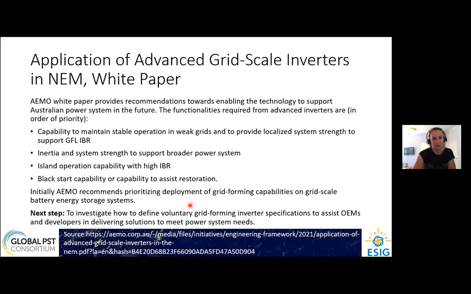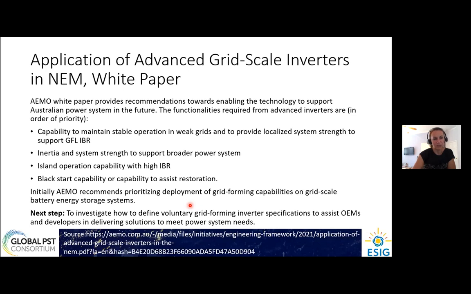They define the 4 high-level functionalities that the grid will need in the future from advanced inverter-based resources. First, the capability to maintain stable operation in weak grids and provide localized system strength and support of grid following inverters. And then as the next level, provide inertia and system strength to support the broader power system. And then as the next step, be capable of providing island operation capability. And then the next step will be black start.